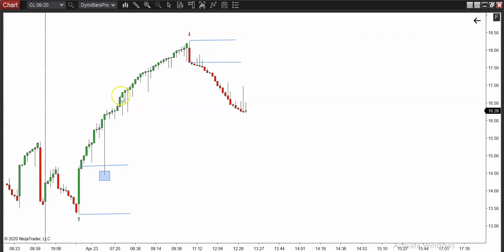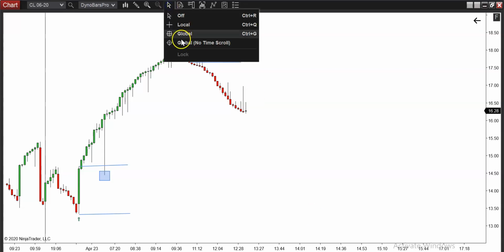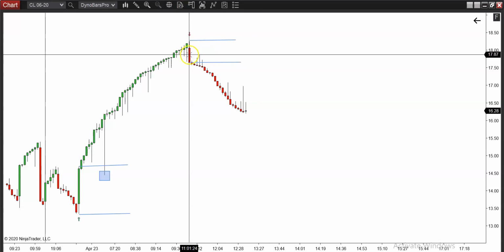They tried to short it here. They tried to short it here. They just kept trying to short it all day long, right? And if you're looking at this chart, can you tell me when was the right time to short oil? Let's go ahead and timestamp this. I'll put my mouse right on this red bar.